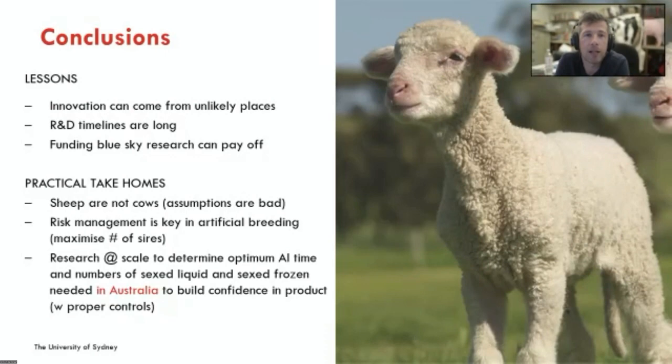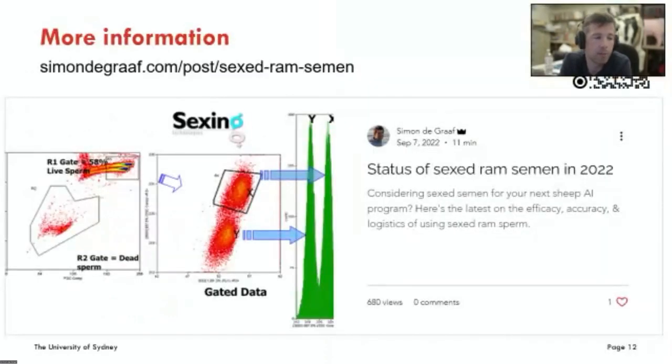And other than that, we really need some research at scale to try and solve a few of these issues around AI time and the protocols necessary in order to boost our confidence that we're going to be able to get good fertility with all of the sexed products in all of the settings.